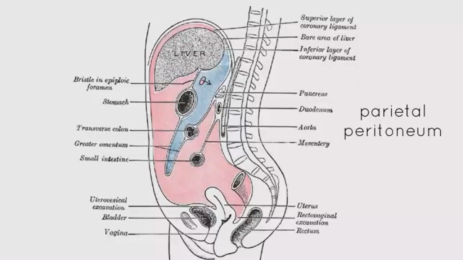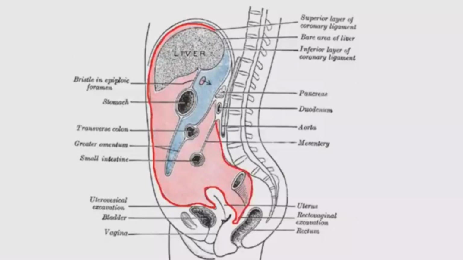And what you've got to remember is that the parietal peritoneum and the visceral peritoneum are one continuous sheet. They're not separate things. This is what confused me when I was learning about it. So the parietal peritoneum lines the abdominal cavity. So I'm going to draw this on in red. So I'm drawing on the parietal peritoneum. So we've got the parietal peritoneum in red, and you can see it lines the outside, so it lines the abdominal cavity.